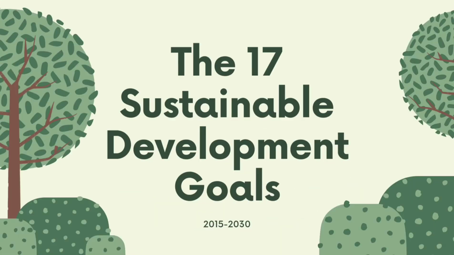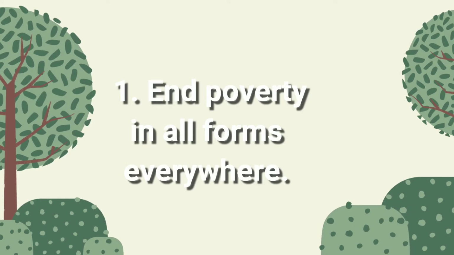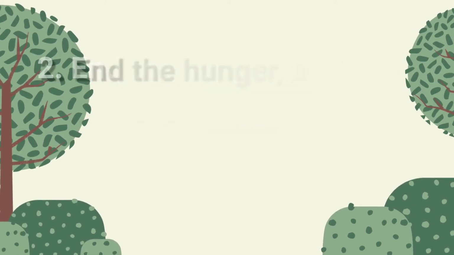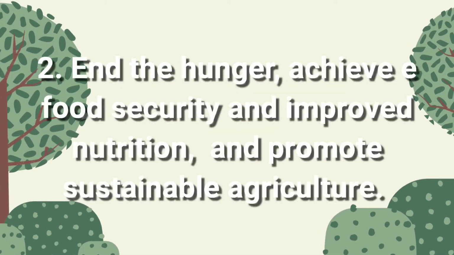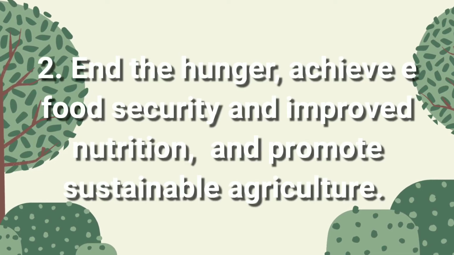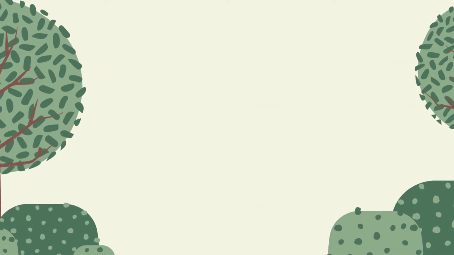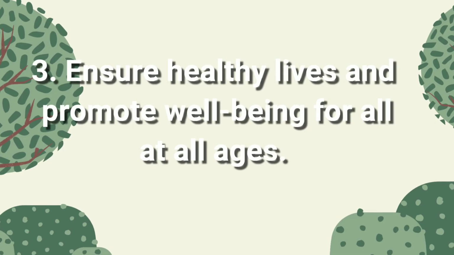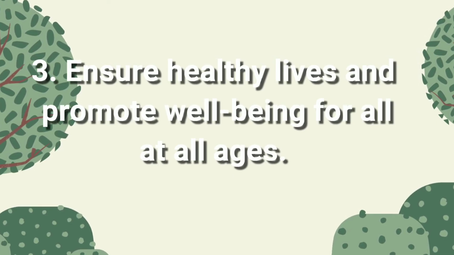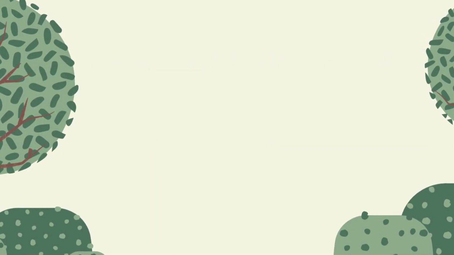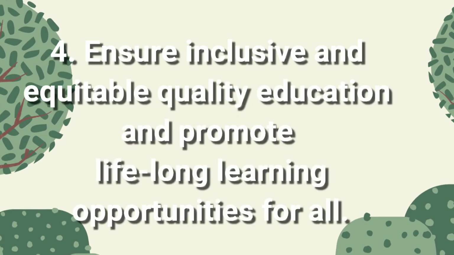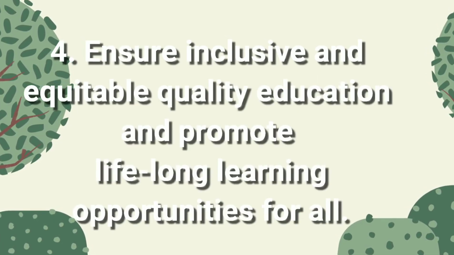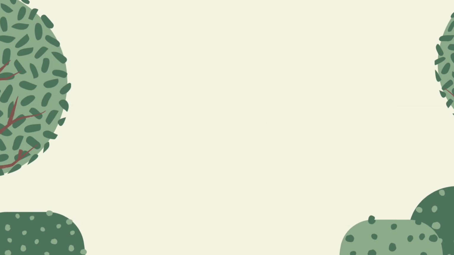Here are the 17 Sustainable Development Goals for the period of 2015 to 2030. Number 1, end poverty in all forms everywhere. 2, end hunger, achieve food security and improve nutrition and promote sustainable agriculture. 3, ensure healthy living and promote well-being for all at all ages. 4, ensure inclusive and equitable quality education and promote lifelong learning opportunities for all.